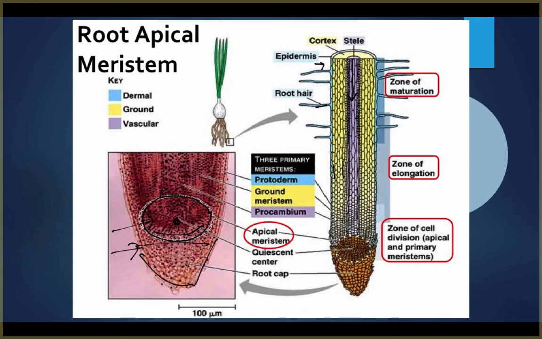And so this is the zone of division that's here. This is where the cells are becoming elongated, and this is where they're maturing and they're no longer getting longer or growing.